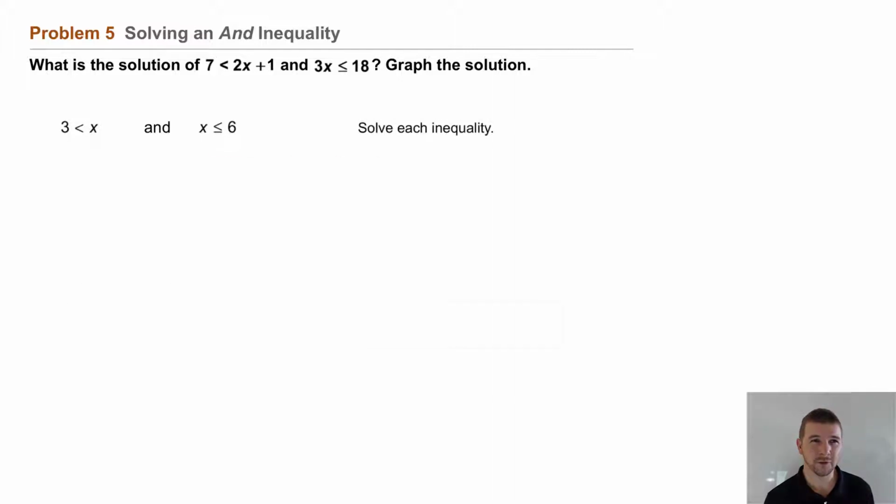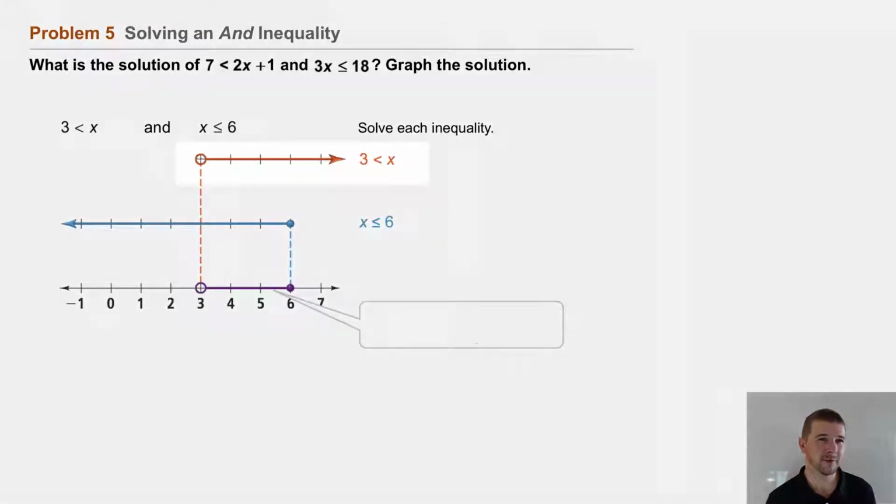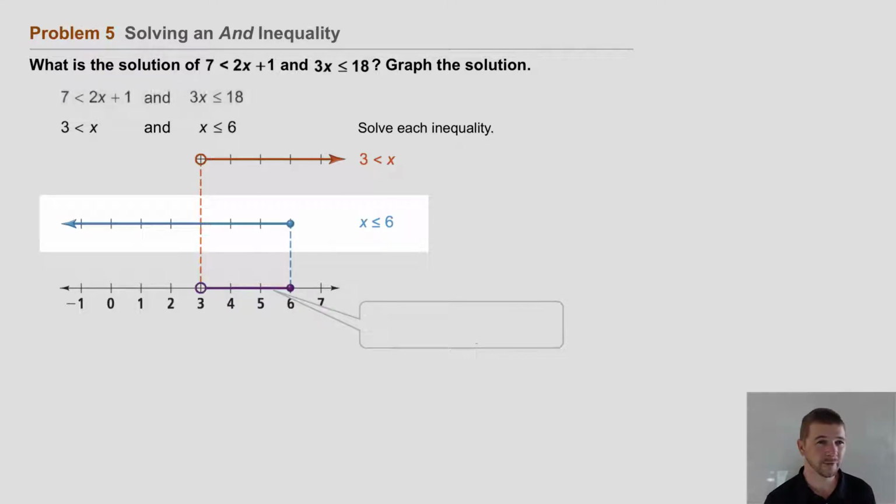Consider them graphed below. First, the red inequality at the top, 3 < x. Note the open circle at 3, our boundary point, with the arrow pointing to the right to indicate all values greater than our boundary point, our solutions. And then the blue graph of x ≤ 6: a solid boundary point at 6, and an arrow pointing to the left to indicate the values less than our boundary point.